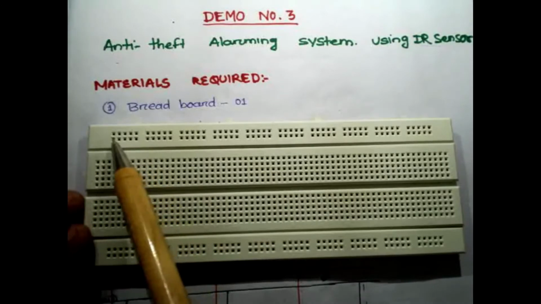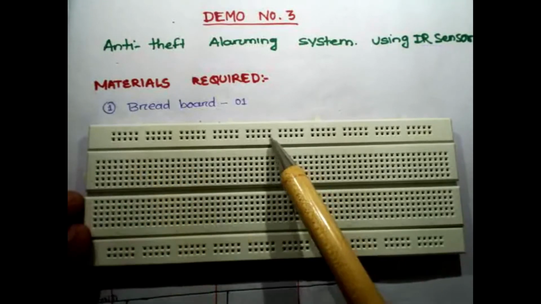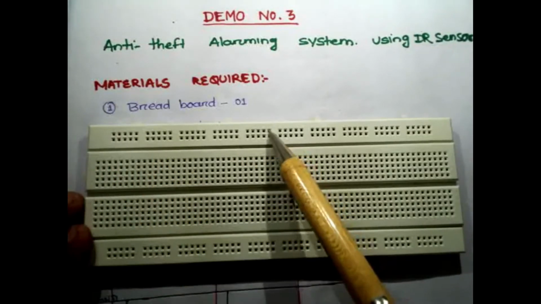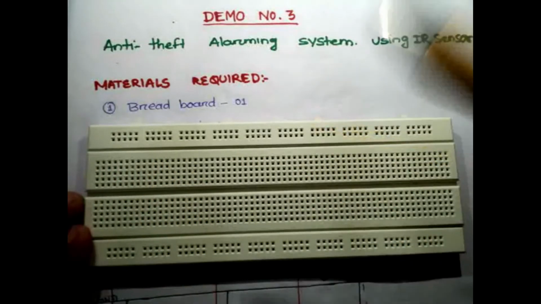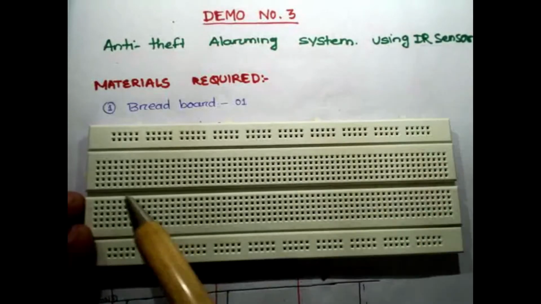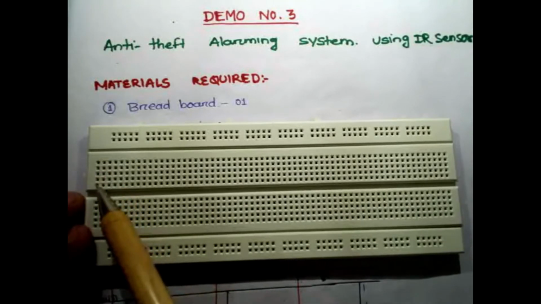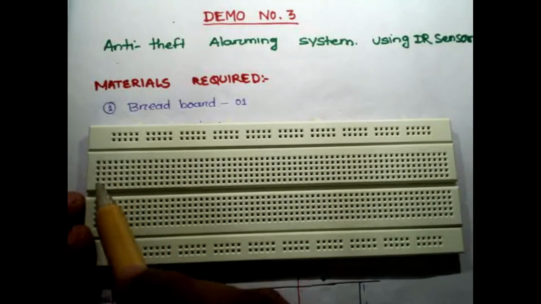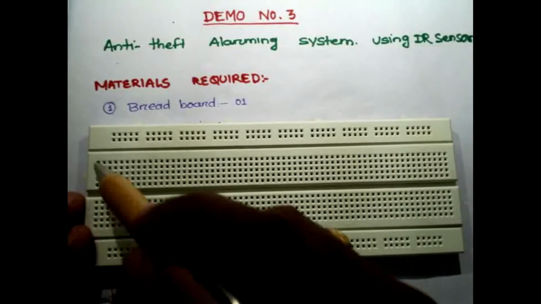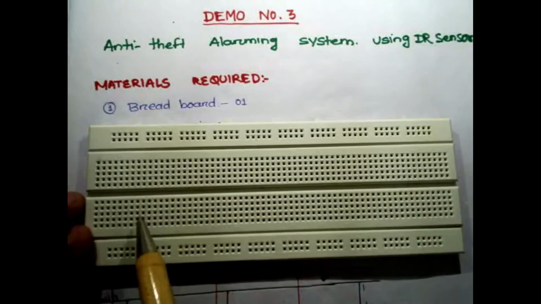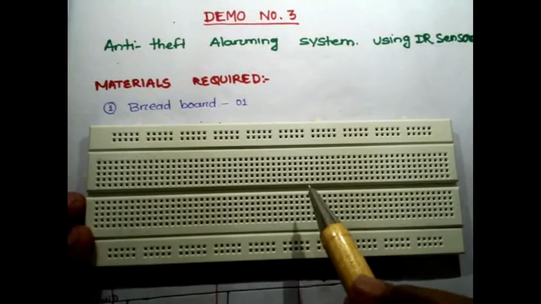From this point to this point, these are internally connected. From this to this point is also internally connected. There is no connection between these two upper lines. These are the vertical lines. Why? Because all 5 pins of each vertical line are internally connected. It means these 5 pins are internally connected, but these 5 are not connected to those 5. There is no connection between any two vertical lines.